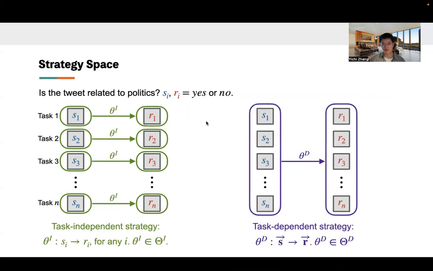In a generalization, task-dependent strategy is the random mapping theta_D that maps from a vector of signals to a distribution over vectors of reports. Because an agent's report on a particular task not only depends on the signal of that task, but also on the other tasks, we call this strategy task-dependent. Clearly, theta_I, which is the space of all task-independent strategies, is a subset of theta_D. And we want to emphasize that theta_D can be much larger than theta_I when n is large.